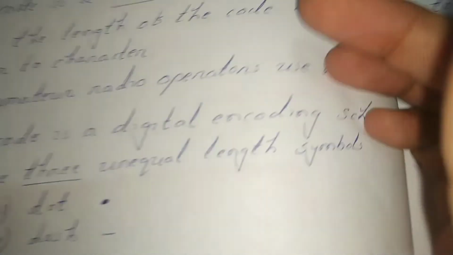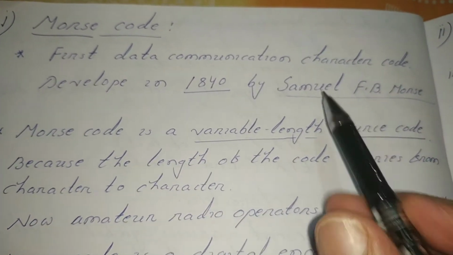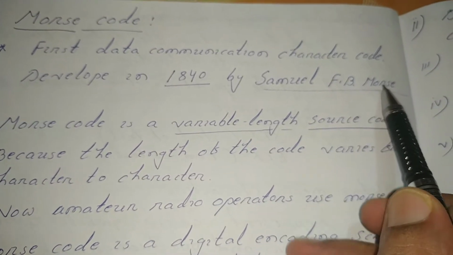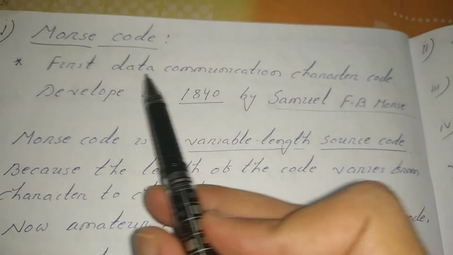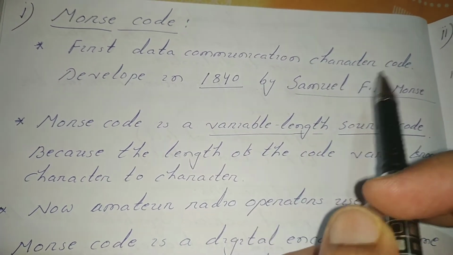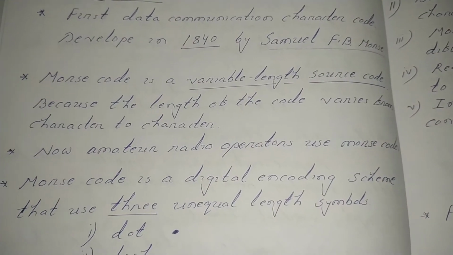So first see the Morse code. Morse code was first developed in 1840 by Samuel F.B. Morse. As per his name, he named the code as Morse code. That one is a fast data communication character code. And the Morse code is a variable length source code.